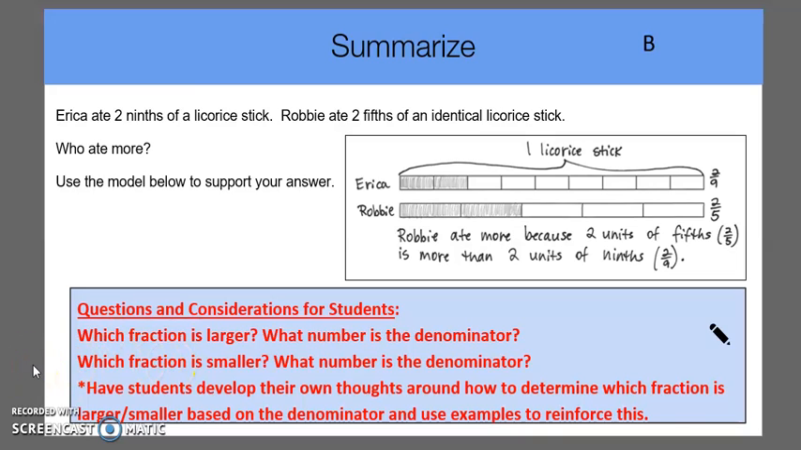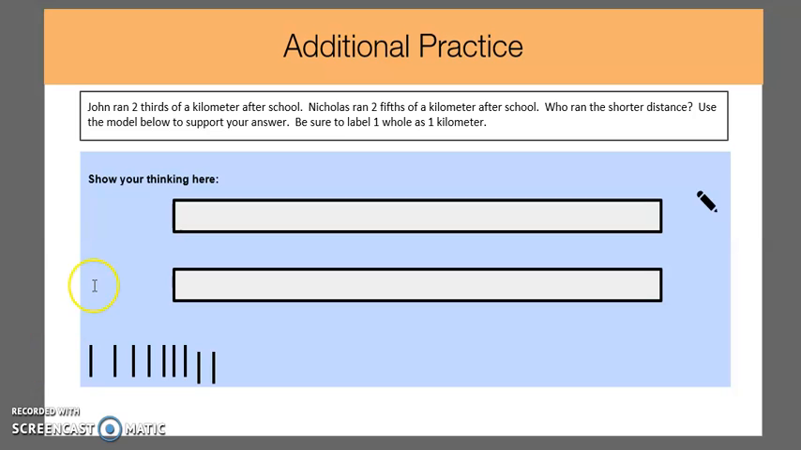We're going to go into another question without modifications, and then you'll see what we could do to guide our students. In this example, John ran 2/3 of a kilometer after school. Nicholas ran 2/5 of a kilometer after school. Who ran the shorter distance? Use the model below to support your answer. Be sure to label one whole as 1 kilometer.